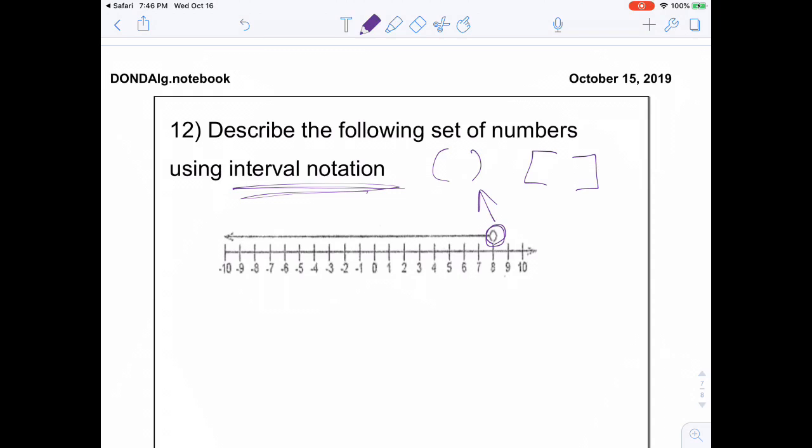We also want to find out how far to the left this line goes. So that arrow means it goes all the way to the left to negative infinity. And it stops right here at 8. At negative infinity, there's always a parenthesis. We never reach it. And at 8, since it's an open circle, it's going to be a parenthesis. So this would be parenthesis, negative infinity, comma 8, parenthesis.